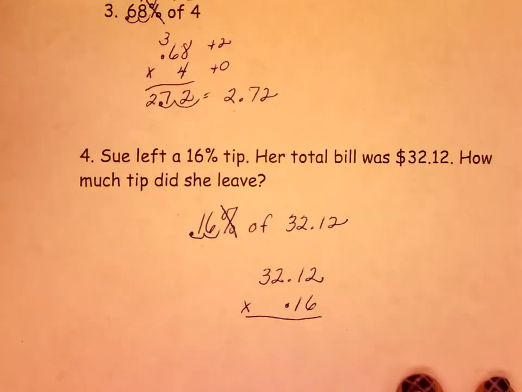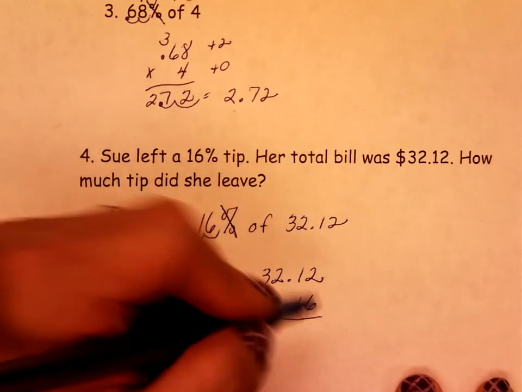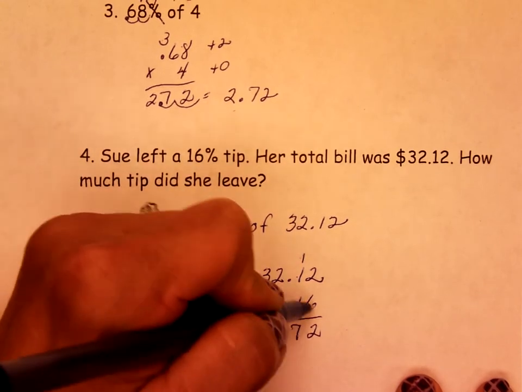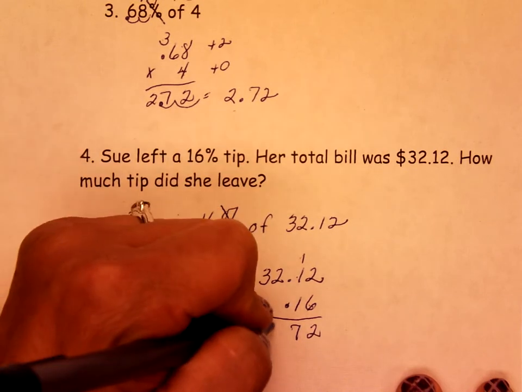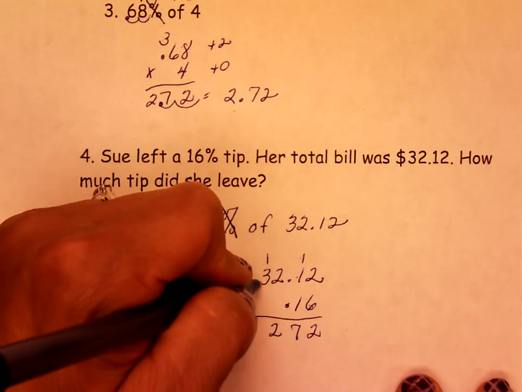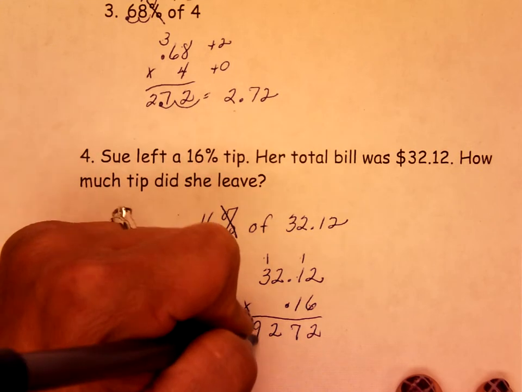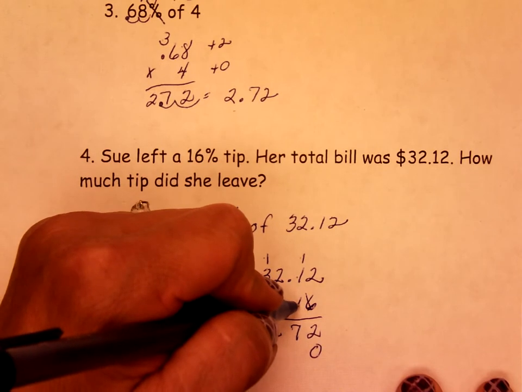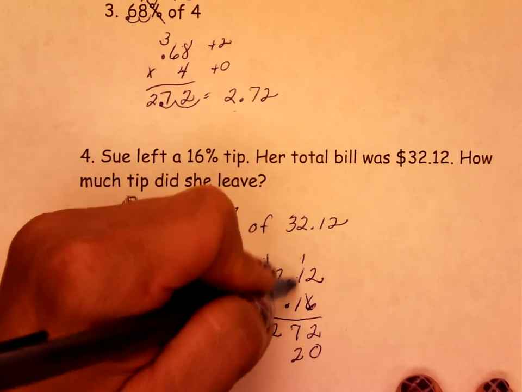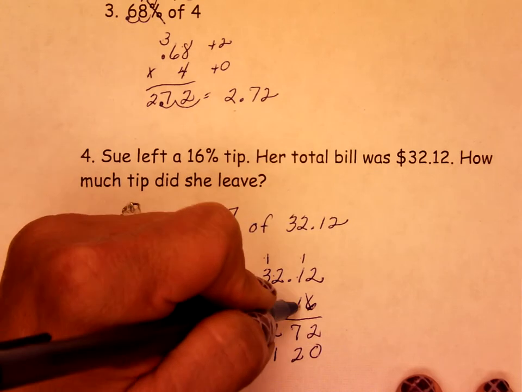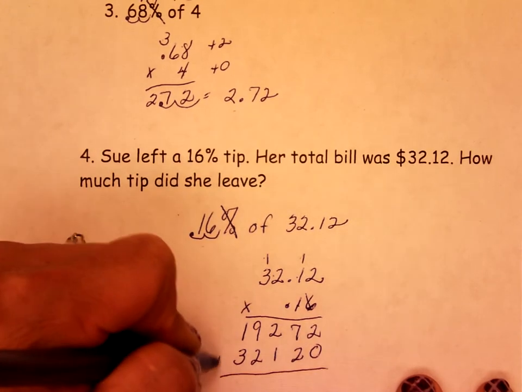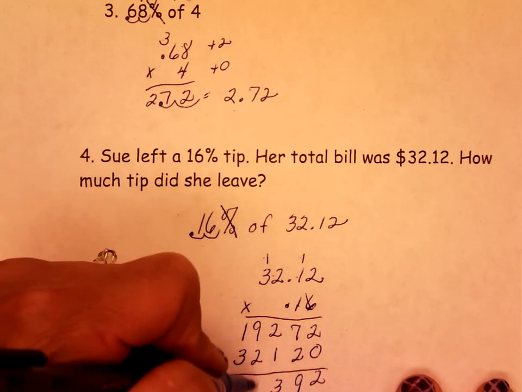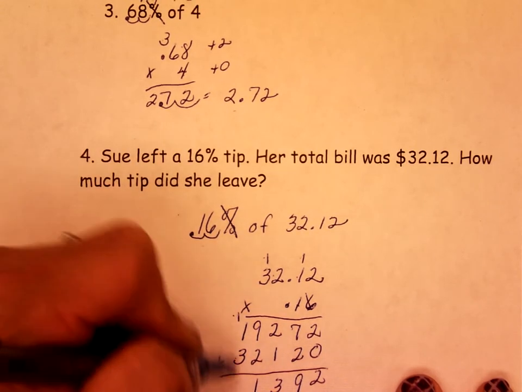So if you multiply this, you have 6 times 2 is 12. Carry the 1. 6 times 1 is 6, plus 1 more is 7. 6 times 2 is 12. Carry the 1. 6 times 3 is 18, plus 1 more is 19. Okay, cross out the 6 and put a 0. And multiply 1 times 2 is 2, 1 times 1 is 1, 1 times 2 is 2, and 1 times 3 is 3. Add this up, and you get 2, 9, 3, 9, 10, 11. Carry the 1, 3, 4, 5.